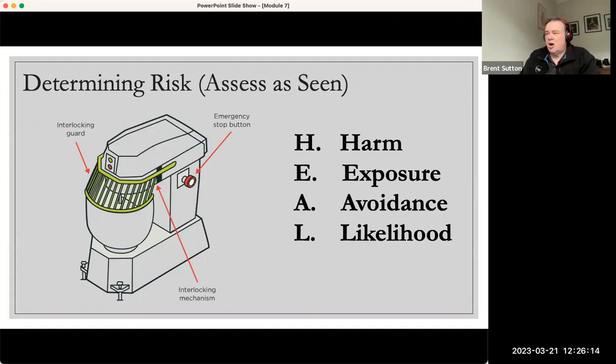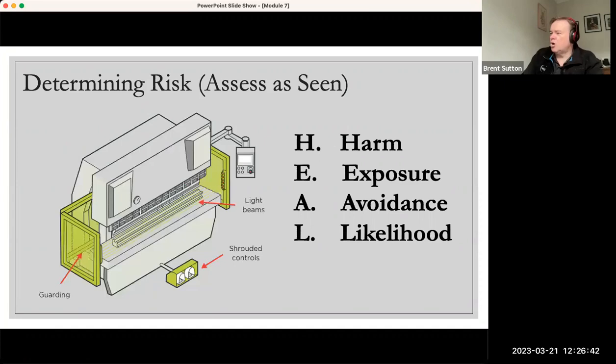The emergency stop has nothing to do with harm. The emergency stop, sorry, let me rephrase that. The emergency stop is a response mechanism once something has gone wrong. All it might do is reduce the amount of harm that's occurred, but it does not actually stop the harm from occurring.